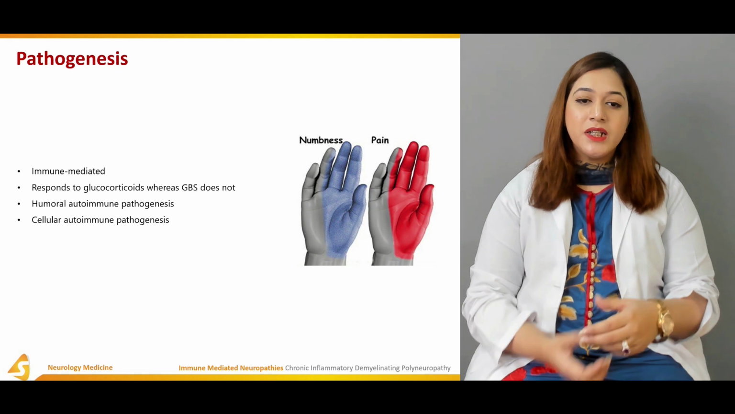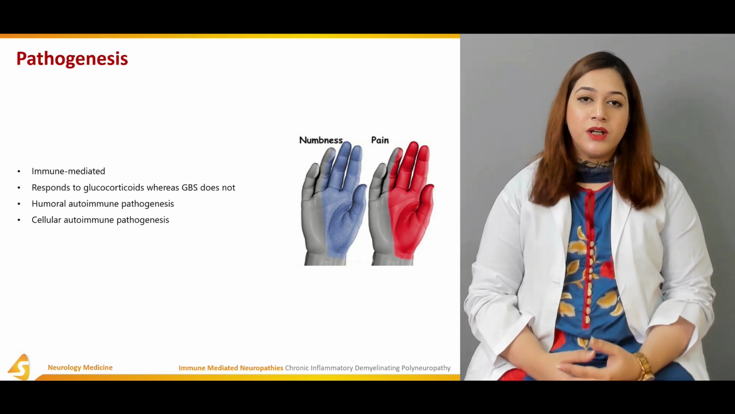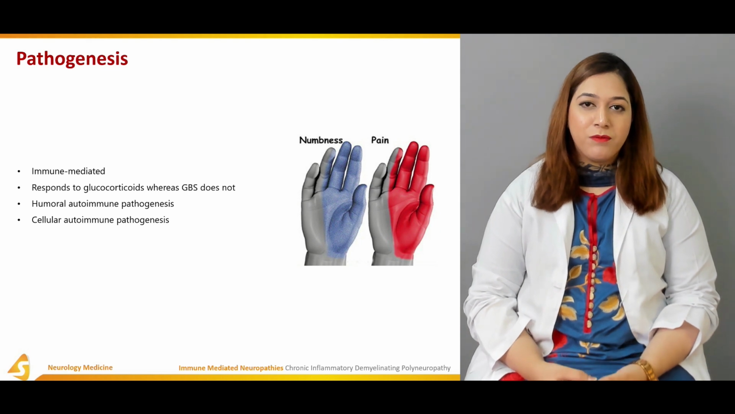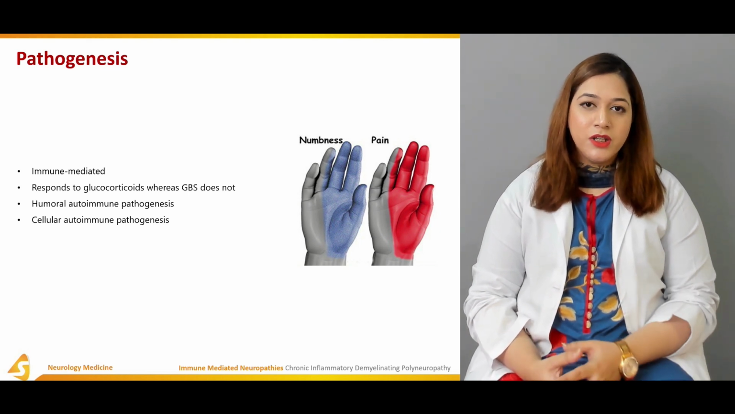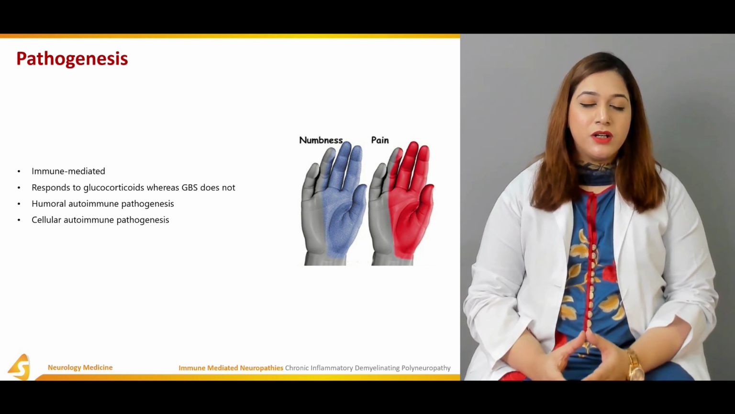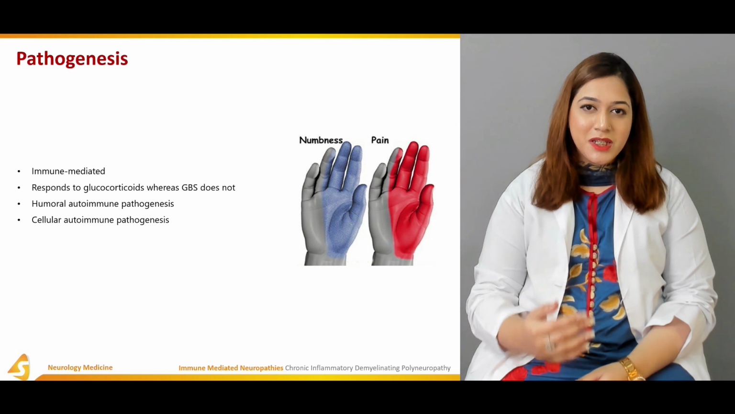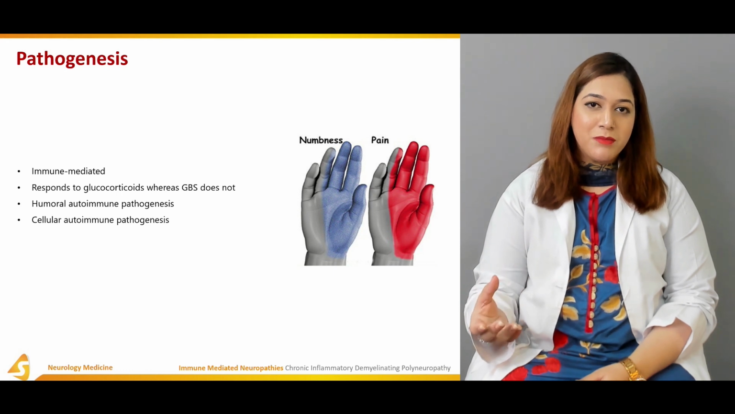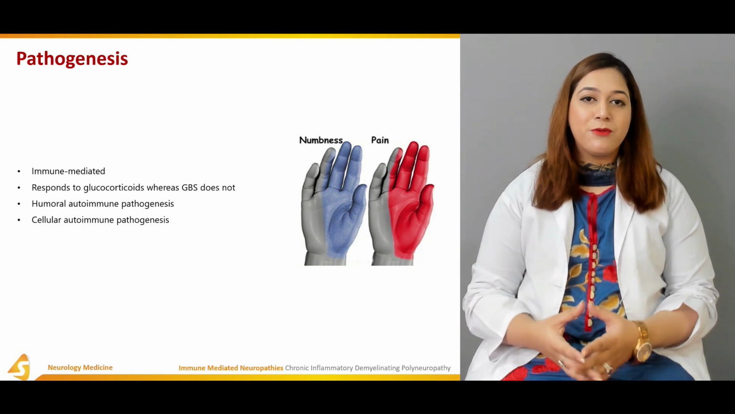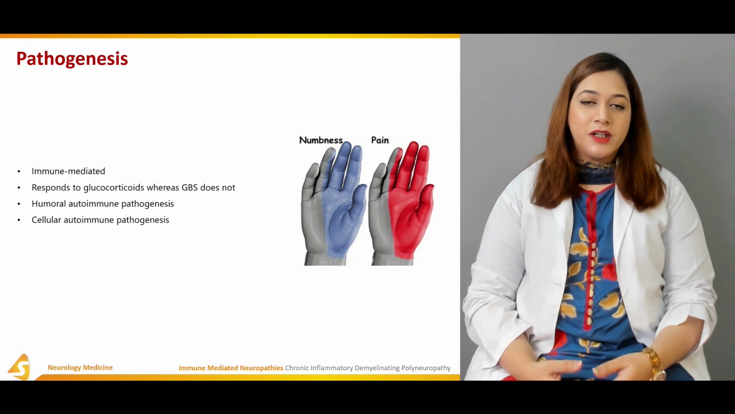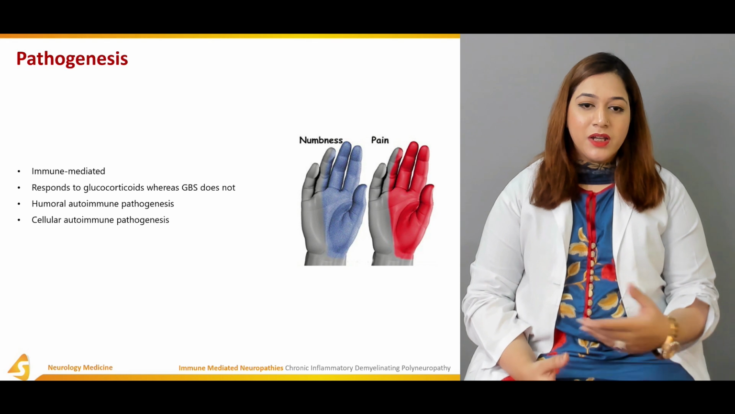On the other hand, the cellular autoimmune hypothesis is supported by the evidence that there is T cell activation and crossing of these activated T cells across the blood-nerve barrier. They cause nerve damage inside the blood-nerve barrier by producing certain inflammatory mediators, chemokines, and various chemical mediators.